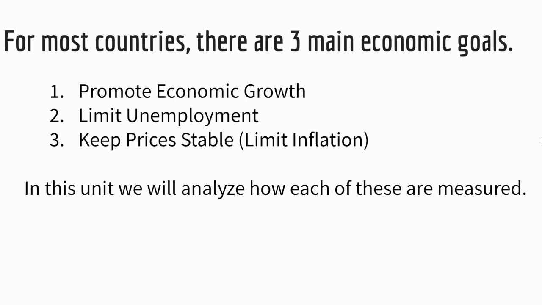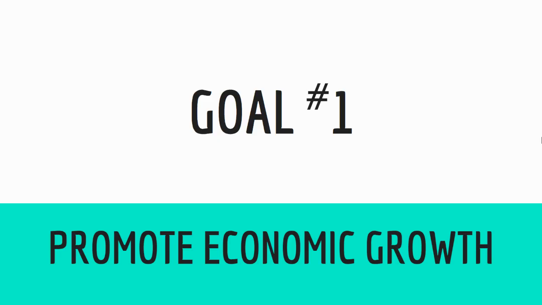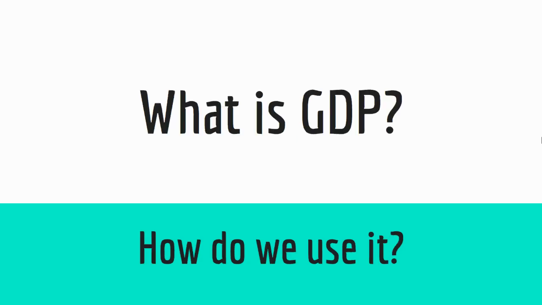So again, in this whole unit, we're going to look at each of these things. But to start with, we're going to look at goal number one, which is to promote economic growth. And for this, we use GDP. GDP is our main measure to understand economic growth and therefore see if the things that we're doing to promote economic growth are actually working. So what exactly is GDP? GDP stands for gross domestic product.